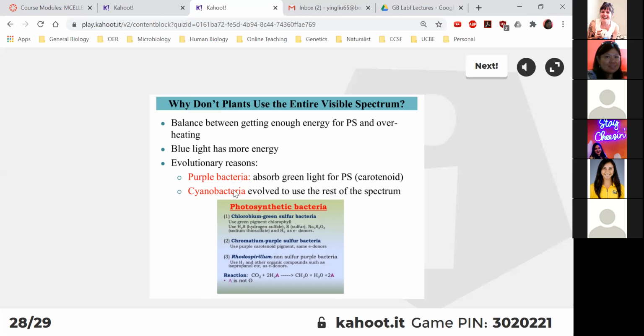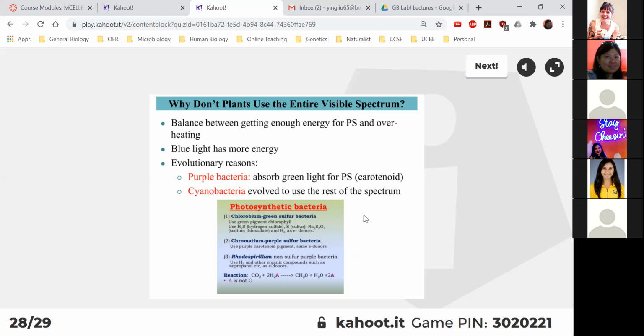So cyanobacteria, remember plants came from cyanobacteria. There are other bacteria called purple bacteria. Some of these are purple sulfur bacteria. Other ones are purple non-sulfur bacteria. These bacteria are actually using different pigments, things like carotenoids and stuff, to perform photosynthesis. And purple sulfur bacteria actually use hydrogen sulfide, for example, instead of water as the electron donor, and then they're releasing sulfur instead of oxygen. So they are actually absorbing green light for photosynthesis because they use different pigments.